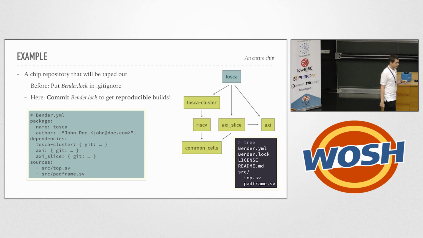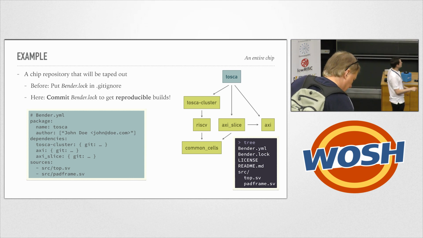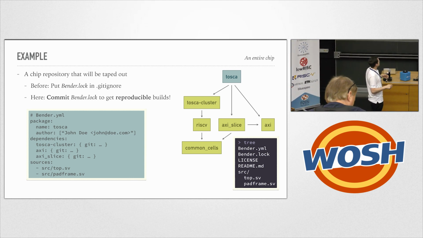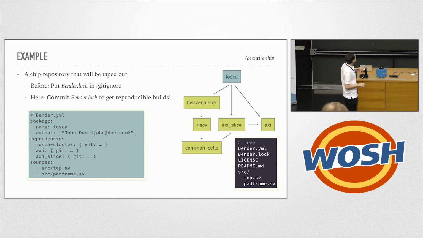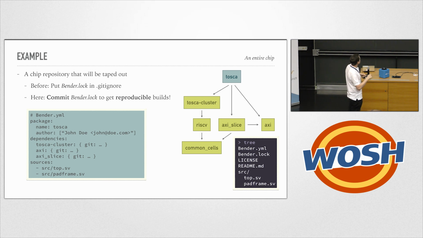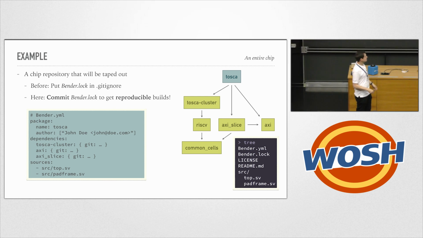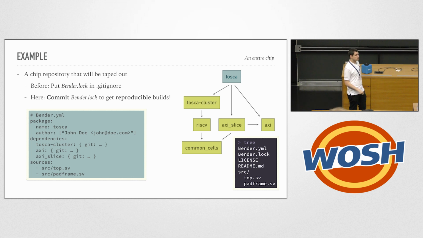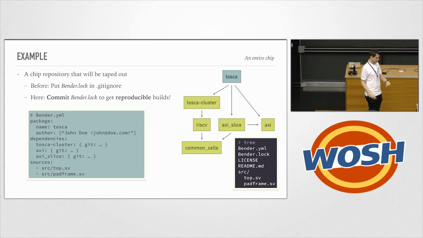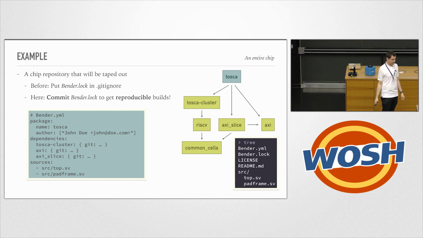And then there are entire chips that you can build, which is basically a bigger project, which actually looks pretty much the same as any other IP, with the key difference that now you're actually committing the bender.lock file. Usually you want this to be in your .gitignore, and you don't want to commit that for your IPs, because this only applies to actual chips. But when you're doing a chip itself and the tape-out, you really want to commit this lock file, because this nails down whatever the version was of the IPs at tape-out.